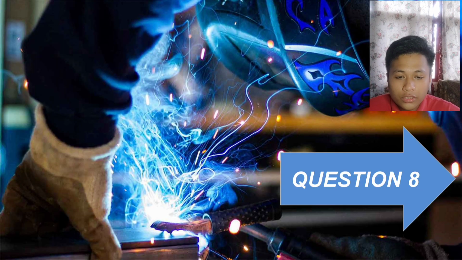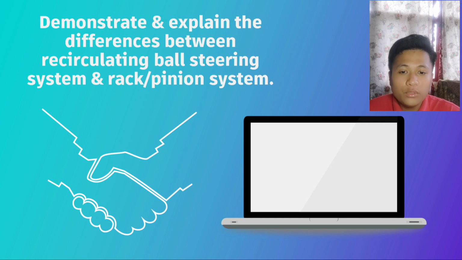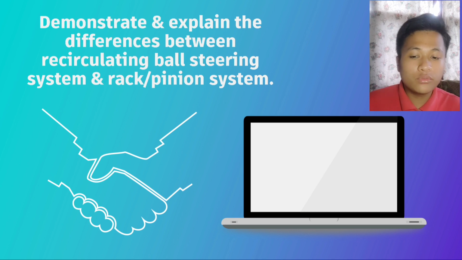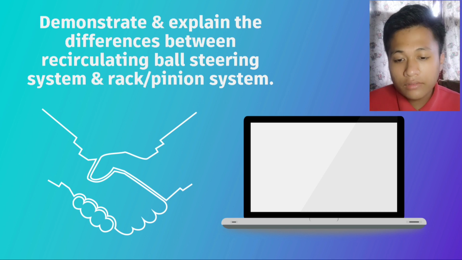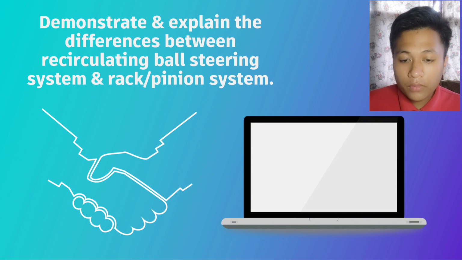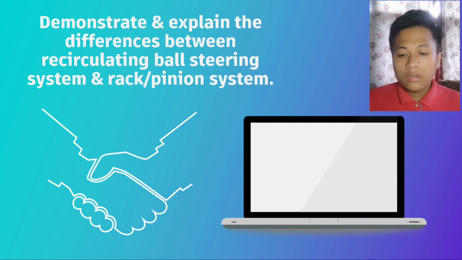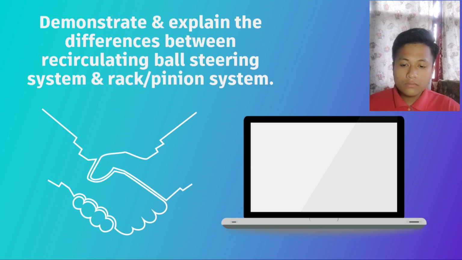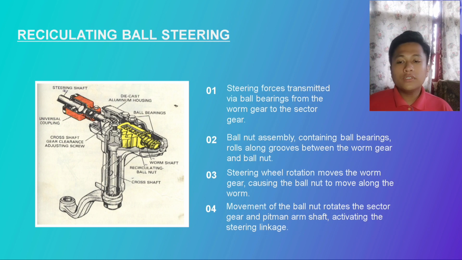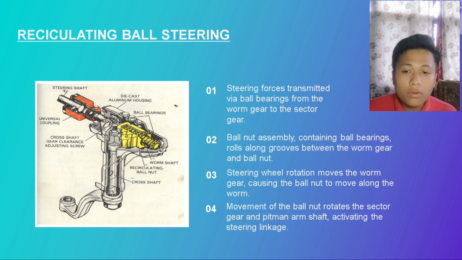Next question, question 8. Demonstrate and explain the difference between the recirculating ball steering system and the rack and pinion steering system. Recirculating ball. With the manual recirculating ball system, turning force is transmitted through ball bearings from a worm gear on the steering shaft to a sector gear on the pitman arm shaft.